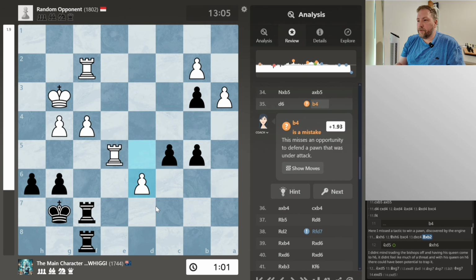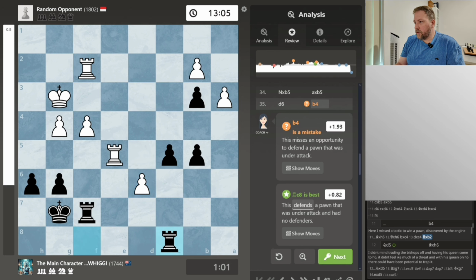And here we missed an opportunity to defend a pawn that was under attack. The only move I can see here is rook to c8. I feel like that runs into trouble, but let's have a look.